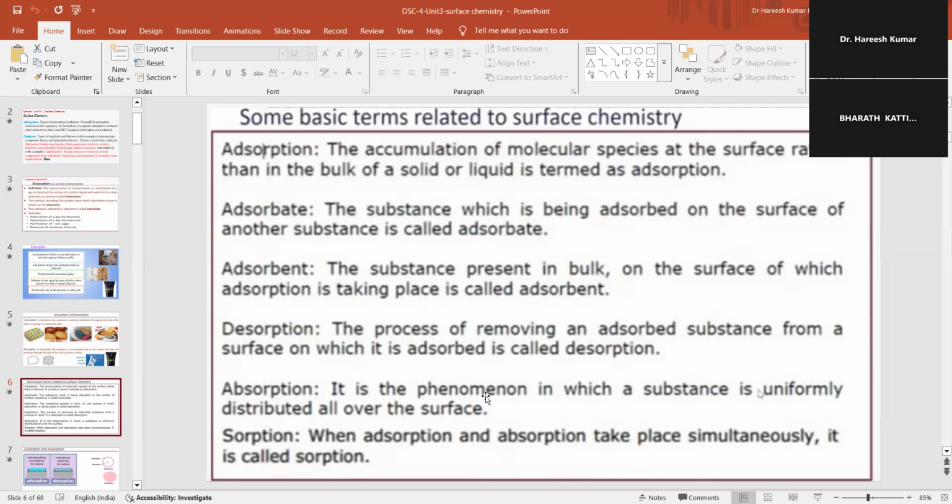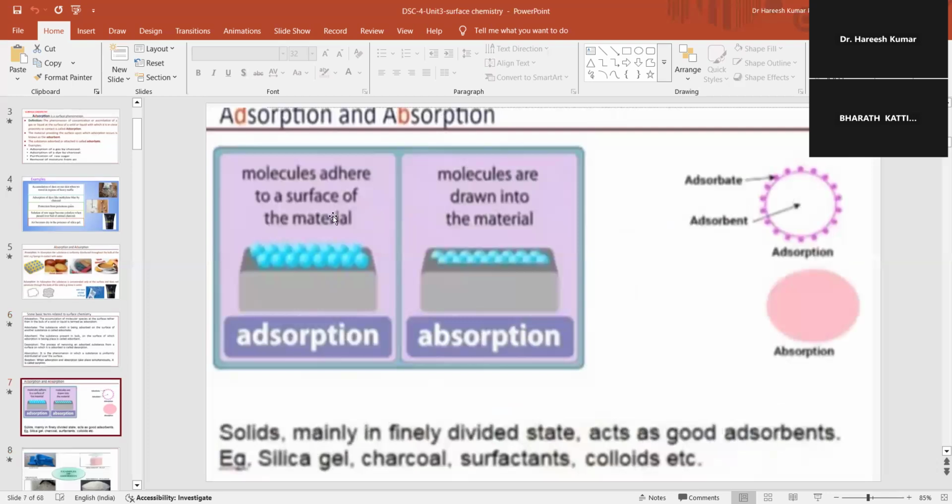Absorption means a phenomenon in which the substance is uniformly distributed throughout the bulk. When adsorption and absorption take place simultaneously, then it is called sorption. So any one or two of these terms can be asked as a 2 marks question in an examination. So here I am taking a few more examples.